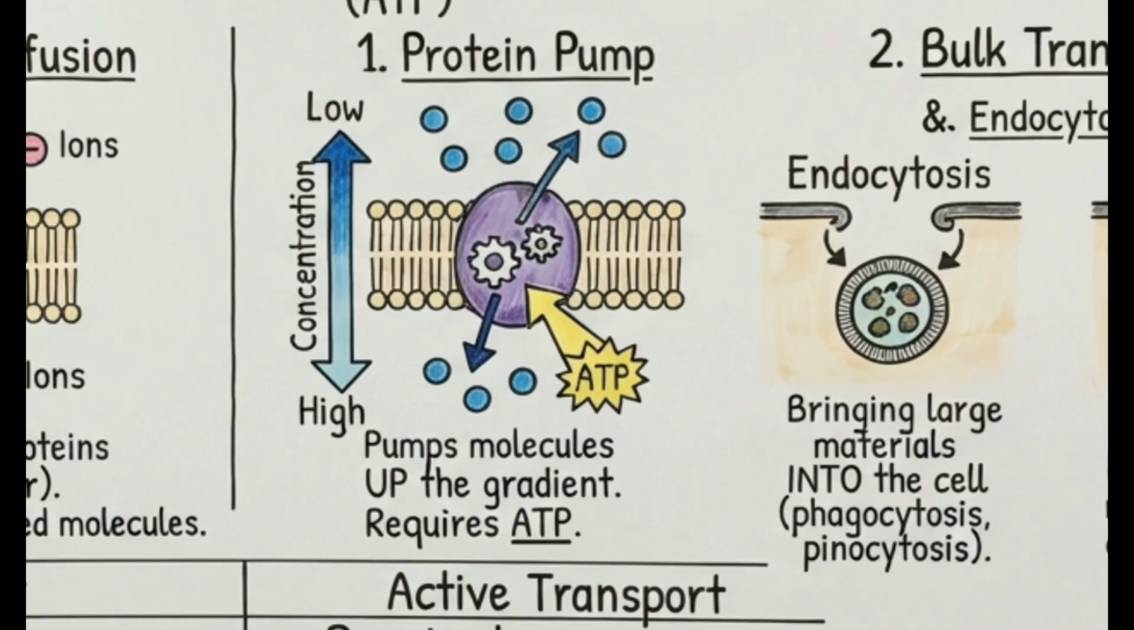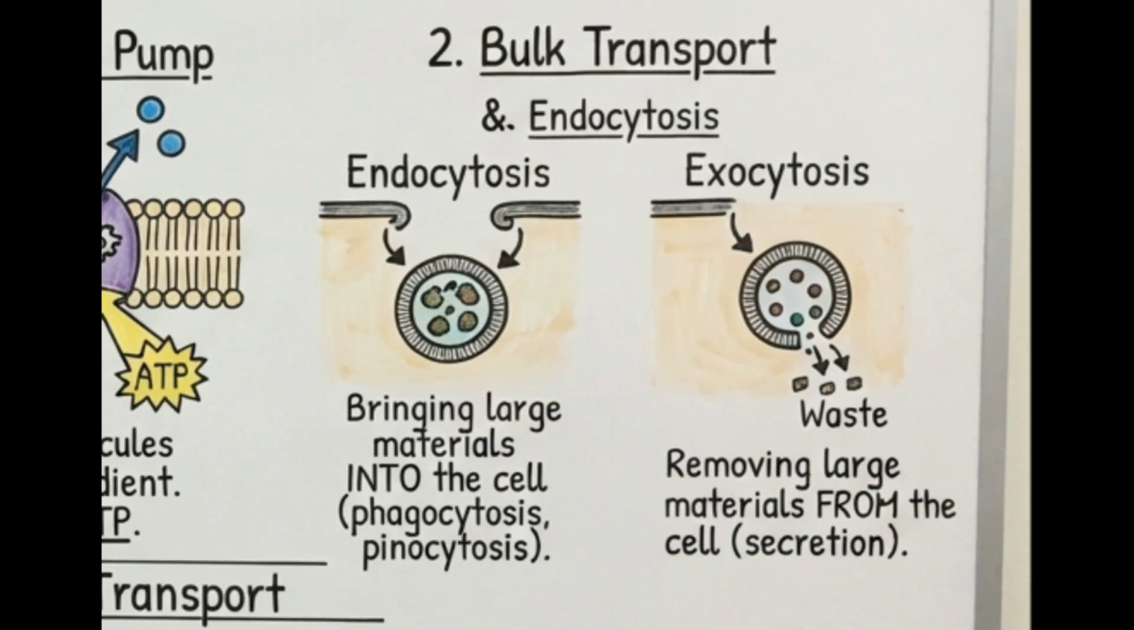And if the cell needs to move massive amounts of material, it switches to bulk transport. That means endocytosis, bringing large materials into the cell, and exocytosis, which kicks waste out of the cell.